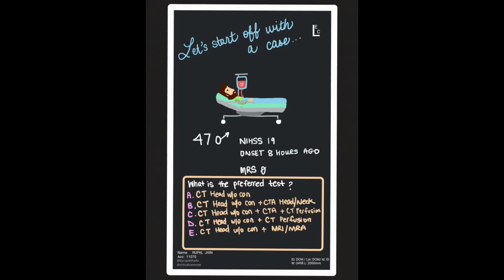All right, great job to those who paused and answered correctly or guessed this answer choice because it was answer choice C. The correct answer is a CT of the head without contrast, plus a CT angiography of the head and the neck, plus a CT brain perfusion. Answer choice E is incorrect, as MRI and MRA are currently just too slow to be part of the standard evaluation of an acute stroke in the emergency department.